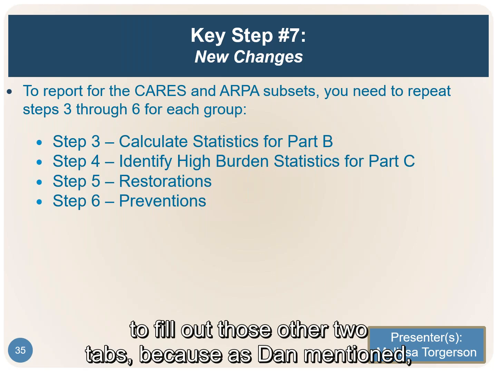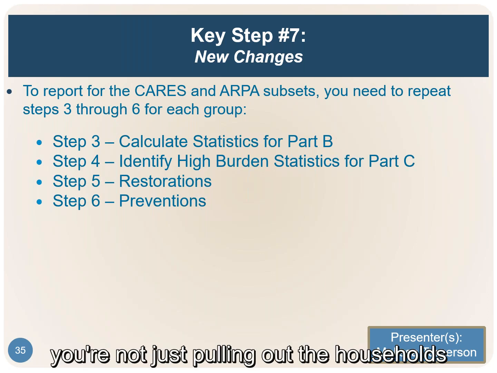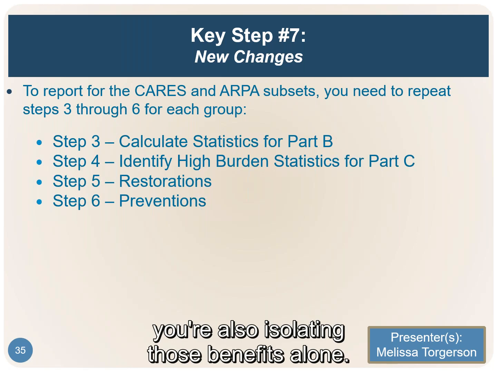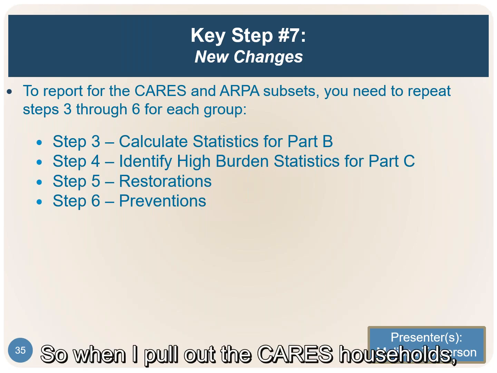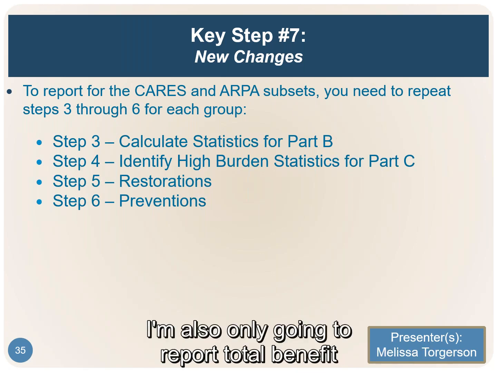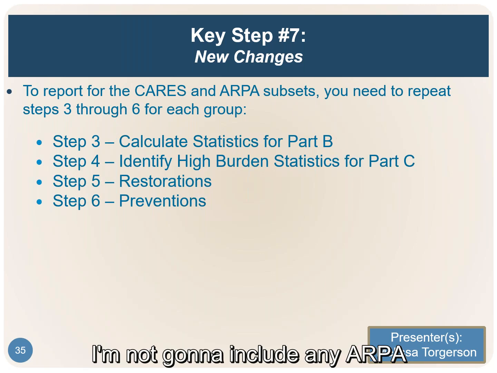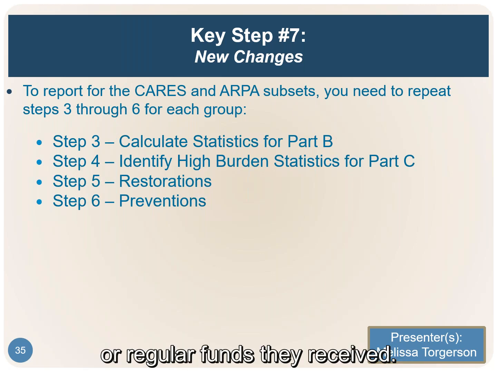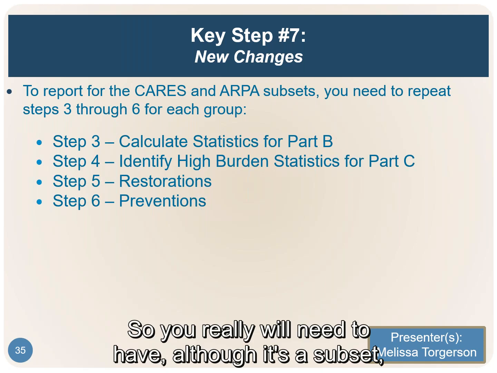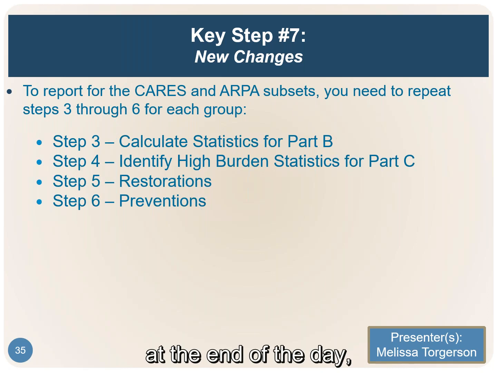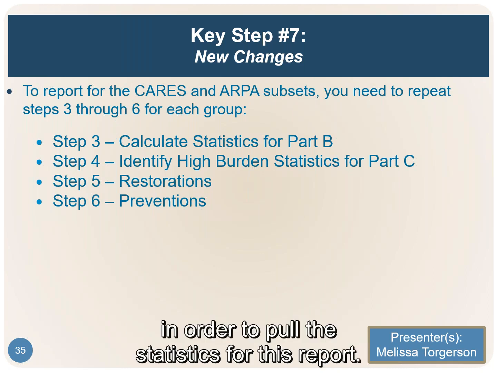Because as Dan mentioned, you're not just pulling out the households that got those benefits, you're also isolating those benefits alone. So when I pull out the CARES households, I'm also only going to report their total benefit as the total amount of CARES they got. I'm not going to include any ARPA or regular funds they received. So although it's a subset, it really is 3 different data sets at the end of the day in order to pull the statistics for this report.